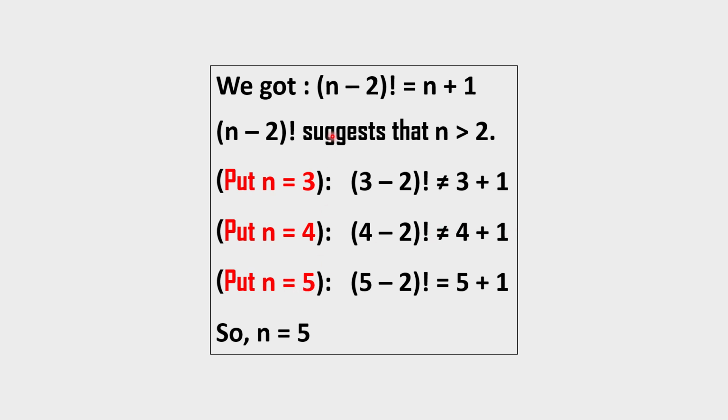Put n equal to 5. Left side, (n minus 2) factorial, 5 minus 2 factorial, 3 factorial, 3 into 2 into 1, 6. And on the right side, n plus 1, 5 plus 1 is also 6. So n equal to 5 satisfies. n equal to 3 did not satisfy the equation, n equal to 4 is also not satisfying the equation. n equal to 5 satisfies the equation. So we conclude that the value of n is 5.